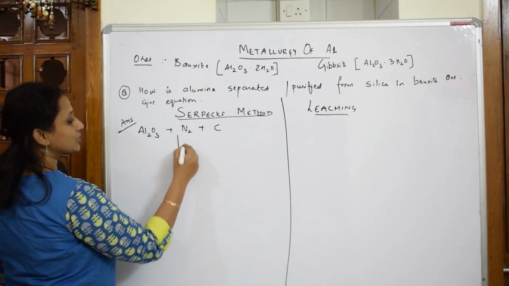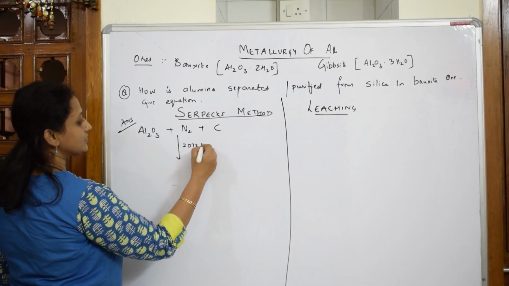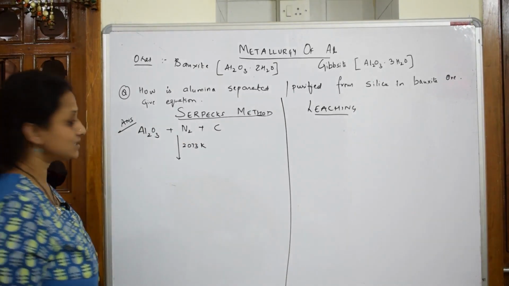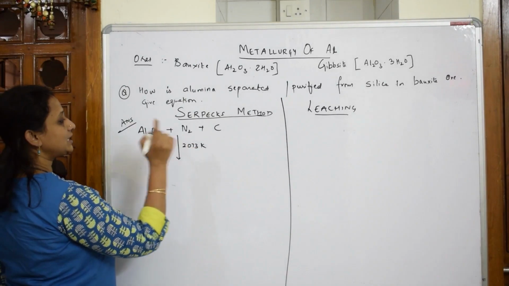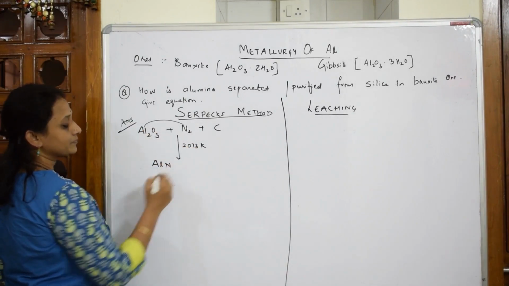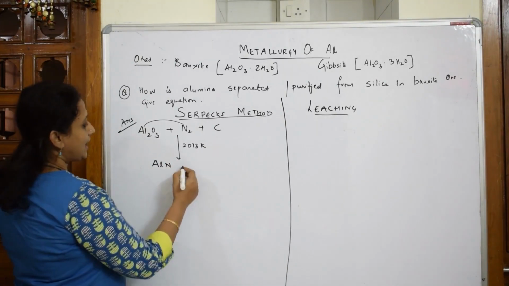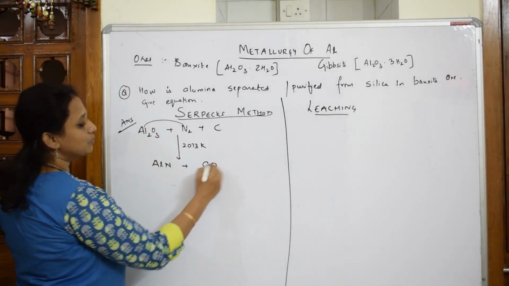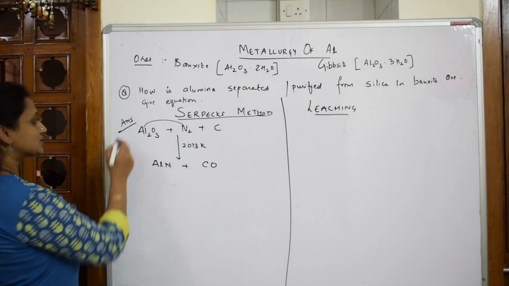When all these combine at 2773 Kelvin, what is the use of nitrogen? Just see, the first important product, aluminium nitride, comes out, because I'm going to further process this. And the leftover comes out as carbon monoxide, done. So this is your first step.